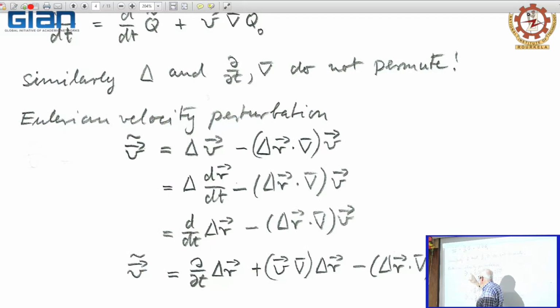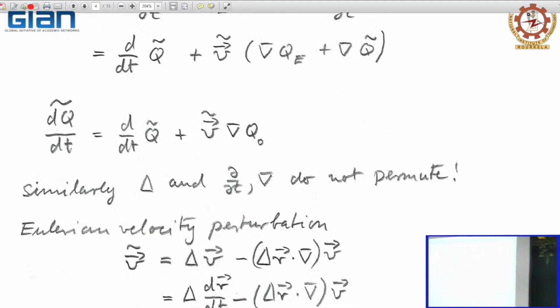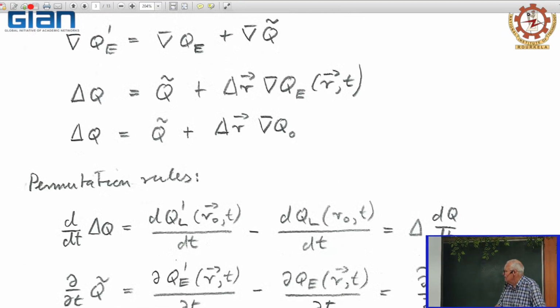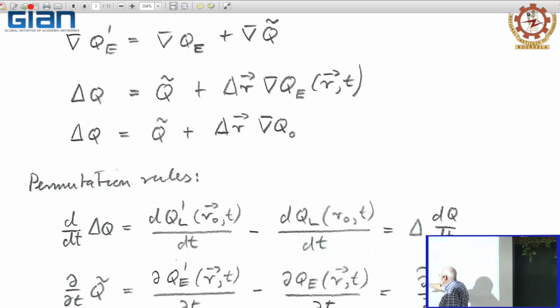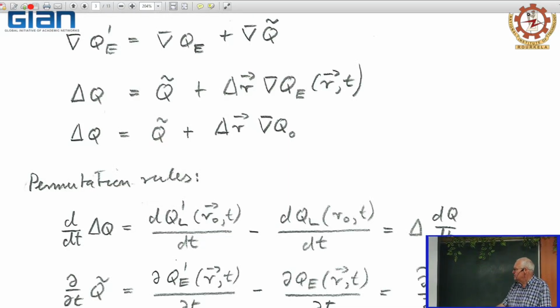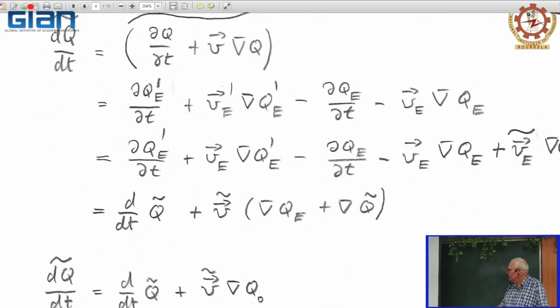So the Eulerian velocity perturbation is given by the Lagrangian velocity perturbation. Let's go up. This is the general relation we got. We apply this: delta q is equal to q tilde plus the Lagrangian displacement times the gradient. We apply this to the velocity. This means the Eulerian velocity perturbation is equal to the Lagrangian velocity perturbation minus delta r times the gradient, or the divergence of the velocity field. That's the better formulation.